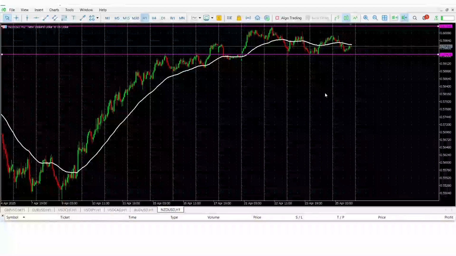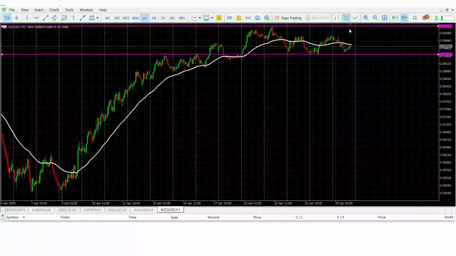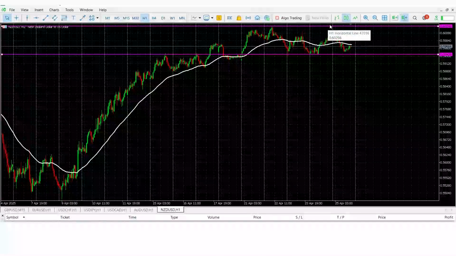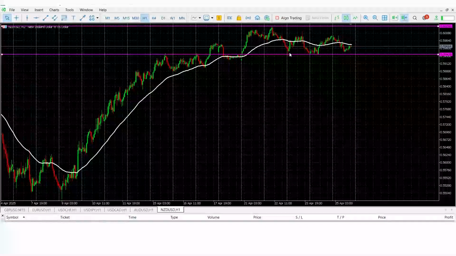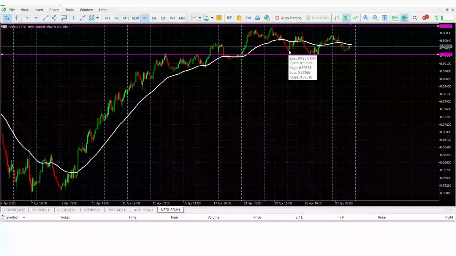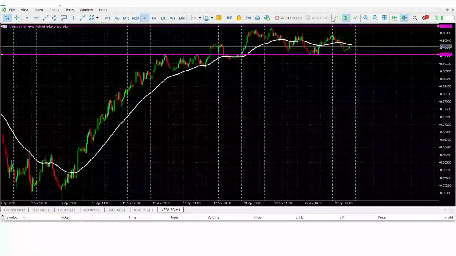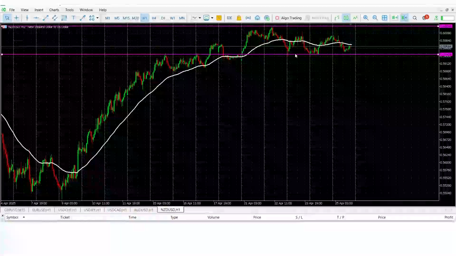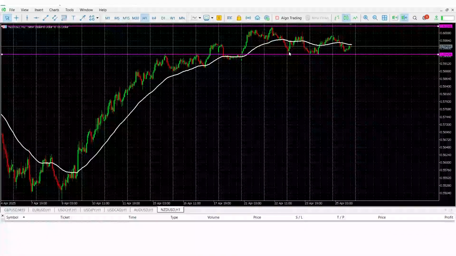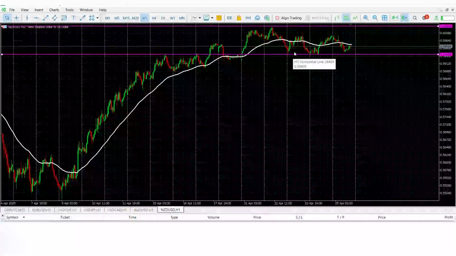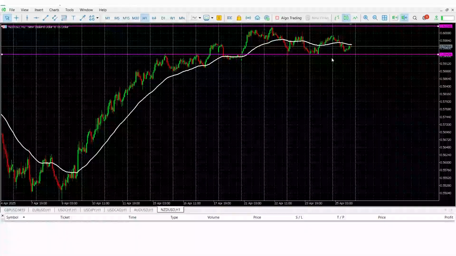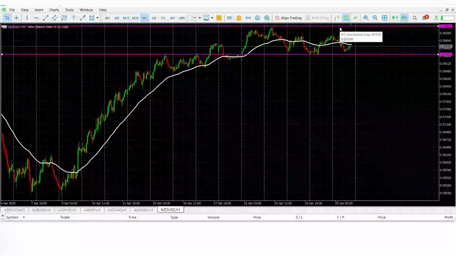So there is a chance that the price might break above. But if you are taking a sell trade, make sure your stop loss is very, very close before this support level, because this is where the market tends to reverse. If you are taking a sell trade, make sure your take profit is before this line. And if you're taking a buy trade, make sure your take profit is before this line, right?